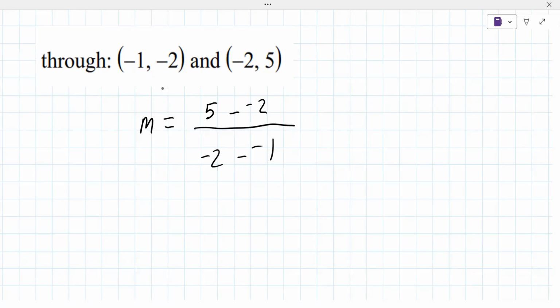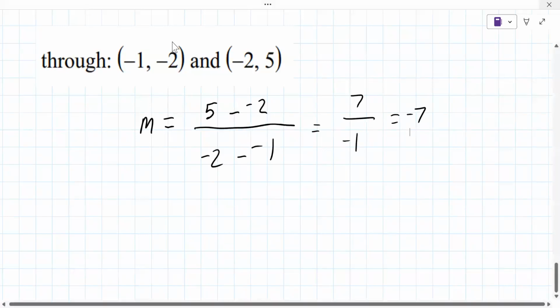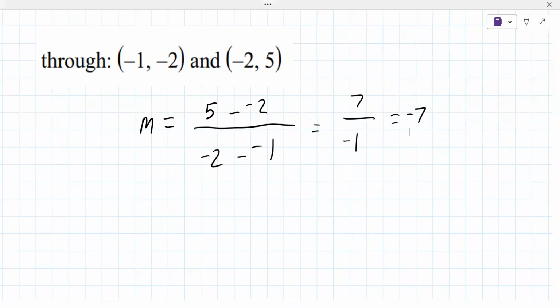Is it negative 7? I believe it's positive 7. No, I'm sorry, it is negative 7. Yes, you're correct. Good. Okay, so now you choose one point or the other, doesn't matter which one, and put it into point slope form.